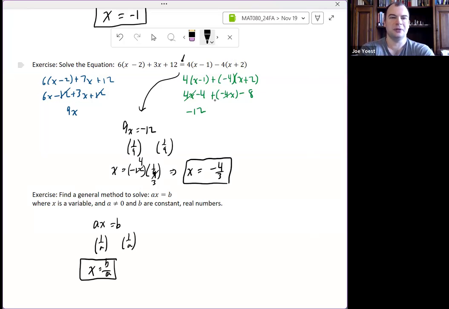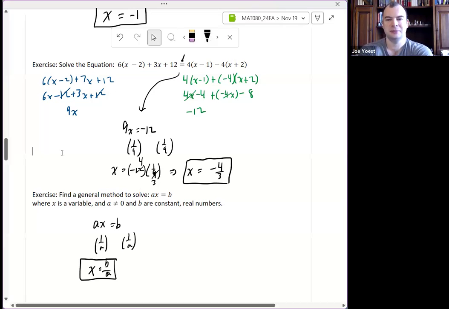We have coefficient times variable equals number. We multiply by the multiplicative inverse of the coefficient. To get the variable by itself, we multiply by 1/9 on both sides, and we get x equals -12 times 1/9. Well, that's really like -12 over 1 times 1/9. I can divide a factor of 3 out of the top and bottom and get -4 divided by 3 left over. Any questions on that one?